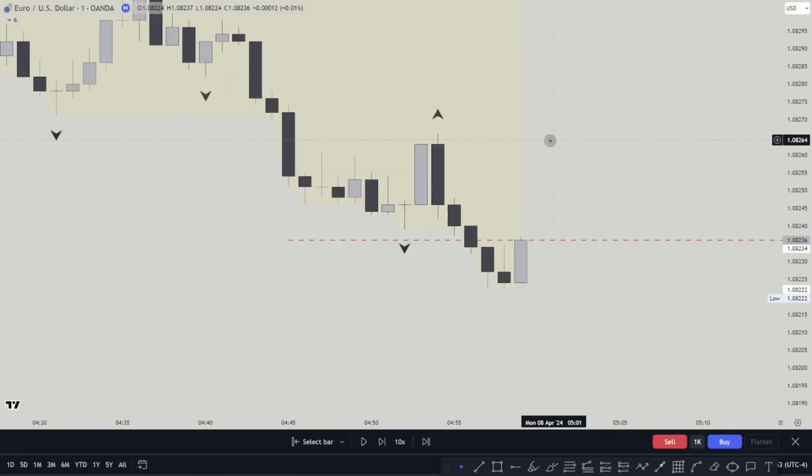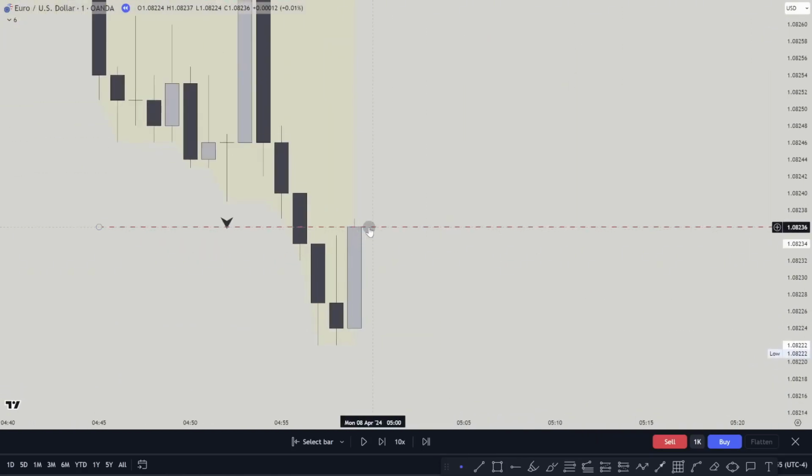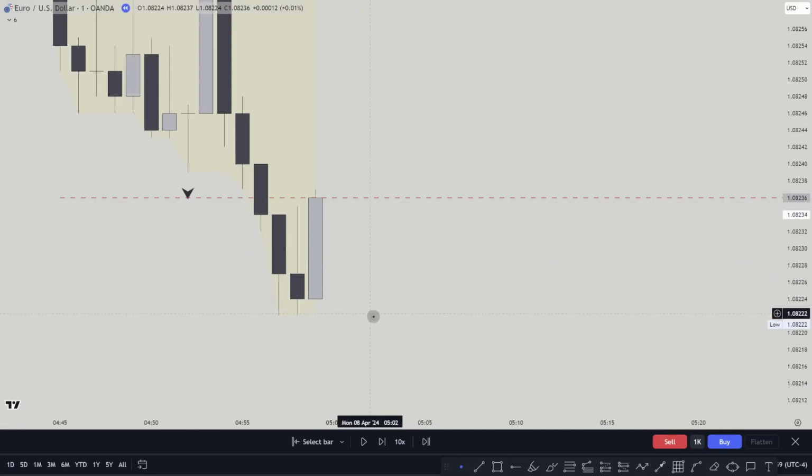And I want to see, you see, so now we're very close to that line. If we close above, then that's a valid entry. If not, then we're going to wait for a closure above. This is 459. Most of the time, I'm not going to enter this one because it's at the end of the kill zone. But you could, it depends on your risk, right?